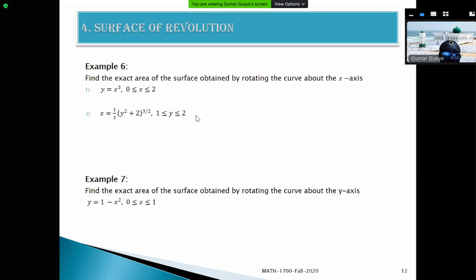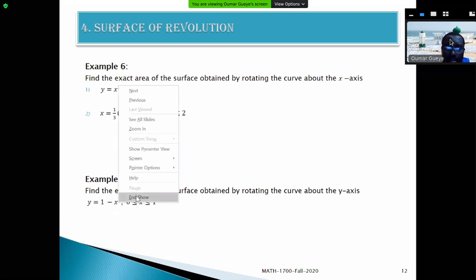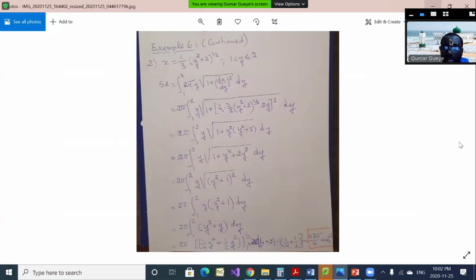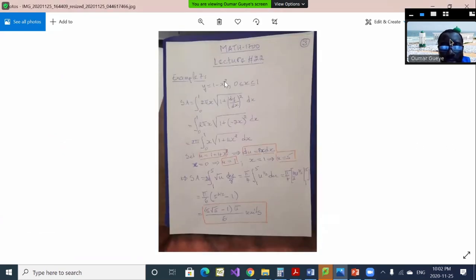Okay, so since my function is in terms of x, it means my integral should be with respect to x. Same for the derivative under the square root. It should be in terms of x, meaning dy by dx should be with respect to x. So now we have y equal to 1 minus x squared for x between 0 and 1. And your rotation now is the y-axis. Okay, so this is just a parabola.